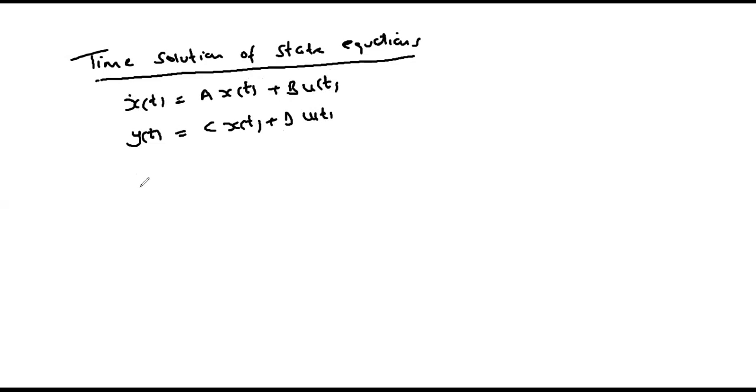We would desire to obtain the solutions for our x of t and y of t given the state equation and the output equation as the state space model for our given control system. And therefore, in this discussion, we look at the time solution of the state equation and the output equation of any given system. We start our discussion with the first case, or case 1, where we have a homogeneous case.